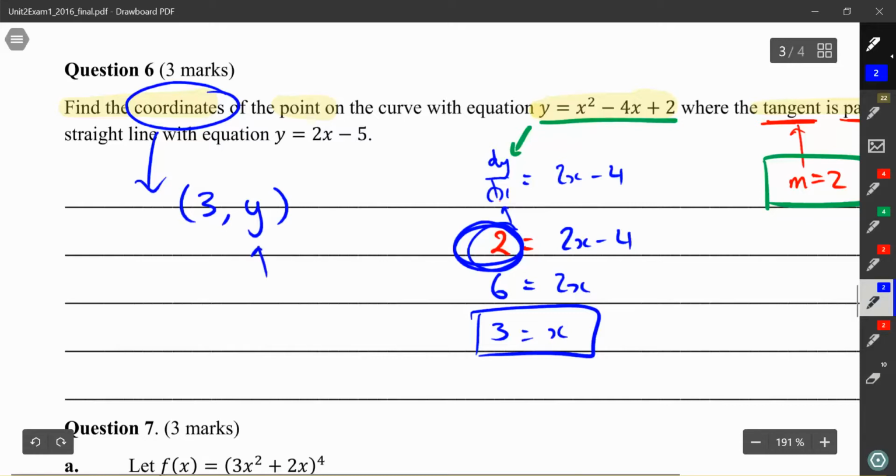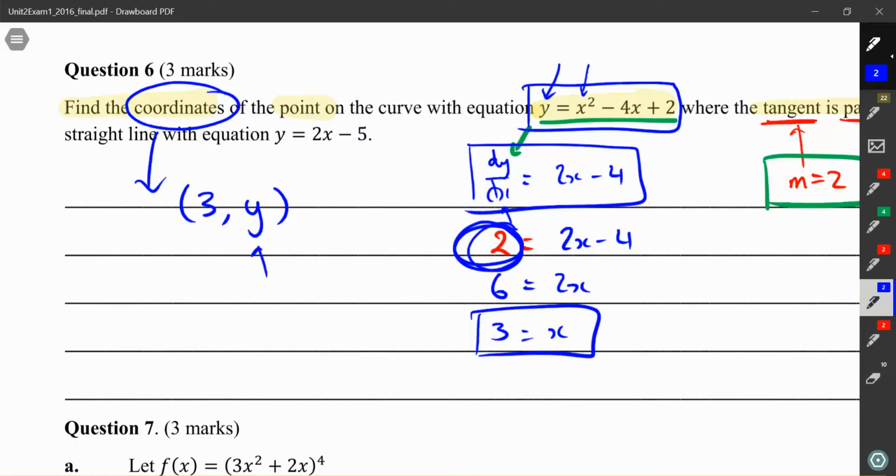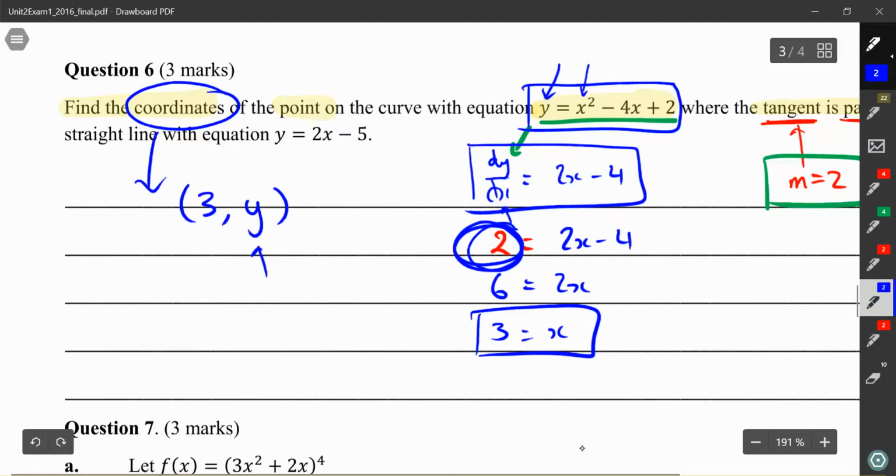And how do you find y? Well, there you go. They told you here. I said y is equal to whatever x is. You square it minus 4 times the x and then add 2. Don't substitute it back in here. A lot of students don't know what they're doing. They sub it back into the derivative. And, well, if you sub 3 back into the derivative, you're going to get 2, because we already know the gradient's going to be 2. So there's no point subbing 3 in.